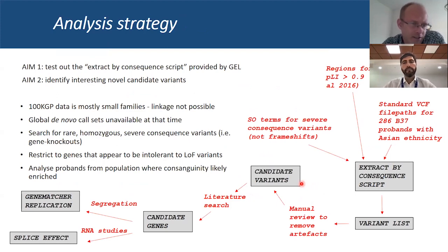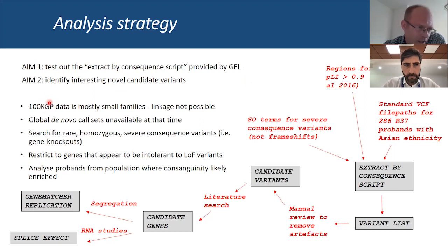So actually, this is a nice story to tell today because it was one of the first analyses I did upon getting access to all these genomes in the Genomics England research environment. And looking back at exactly what I did and what I was trying to do: firstly, I was trying to test out this script that had been provided by the GEL bioinformaticians, called the extract by consequence script. But at the same time, try and identify some interesting candidate variants.